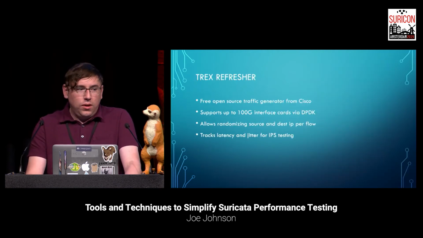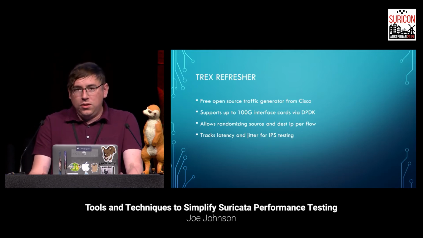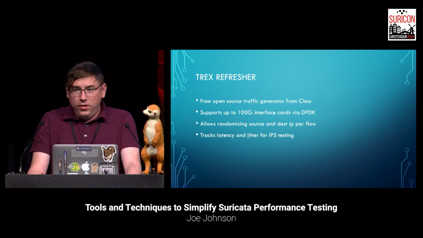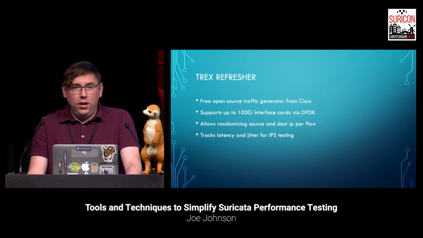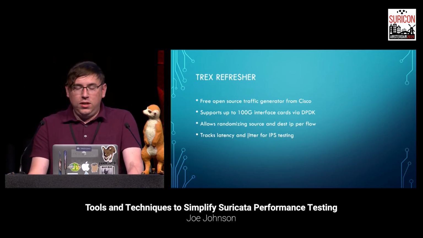So for those who aren't familiar, TRex is a free open source traffic generator from Cisco. It's probably the only free thing from Cisco. As Tobias mentioned, it can easily go up to 100 gigs plus on a relatively low-end machine as long as it's got the right network card. It's great for taking a relatively small PCAP and making it look like a ton of different clients and servers are talking to each other. And it also has capabilities for tracking latency and jitter for running in IPS mode.